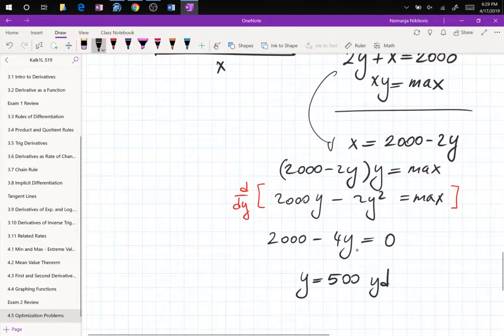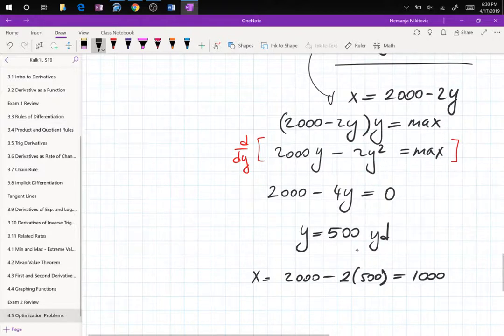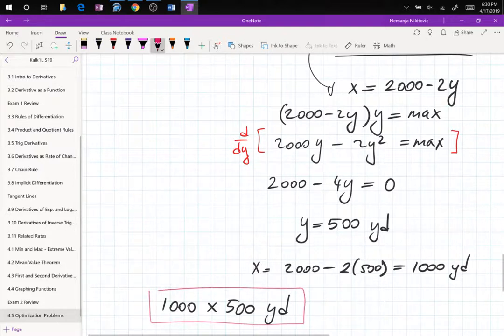Now, before you scream, that was the same as the previous one. When you calculate x, x is going to have a different value. x is 2000 minus 2 times 500, and that's going to be 1,000 yards. So now the dimensions are 1,000 for x by 500 for y, and these dimensions will produce the max area. And this time around, you see that it's a rectangle. The previous example was 500 by 500. That was a square. Now it's 1,000 by 500. Well, that's a rectangle.